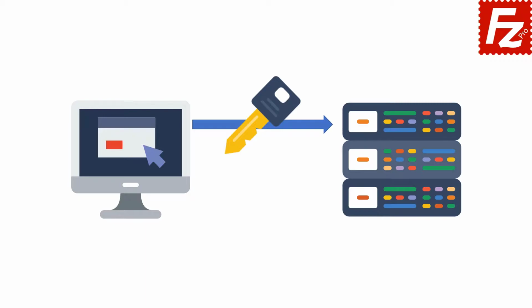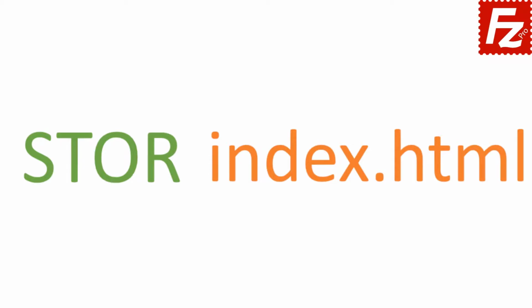The server checks the user's permissions and performs upload, download, list, or delete commands. The commands take the form of a code, followed by parameters, if any. Note that FTP is not encrypted. Thus, all information including the username and password is transferred in clear text.